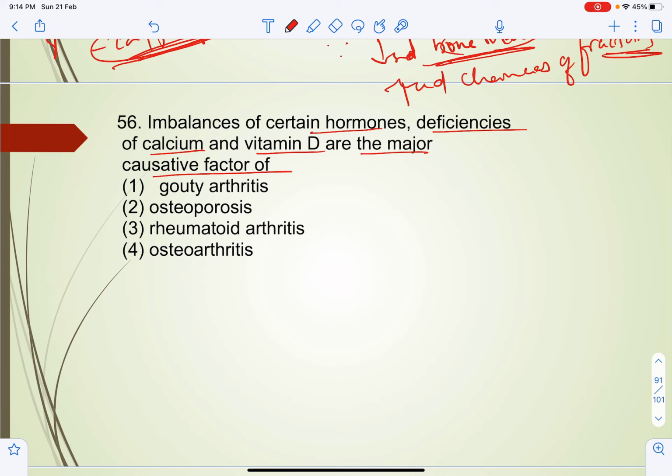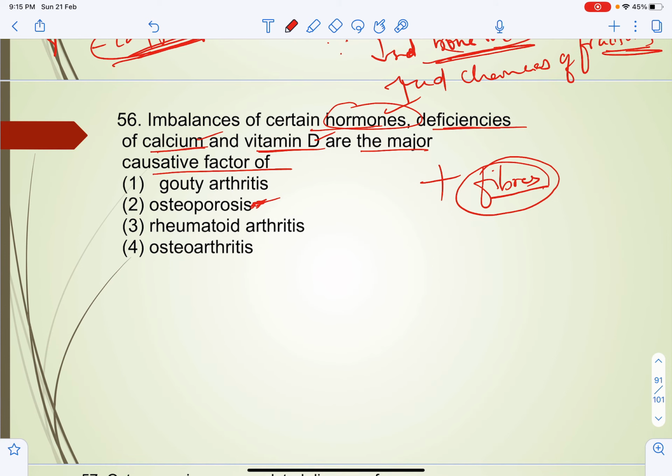Here you have to keep in mind that they mentioned hormones and deficiency of calcium, and they have not mentioned fibers here. If fibers are affected, we can also consider that generally as osteoporosis. Along with that, we can also add fibers. So imbalance of certain hormones, deficiencies of calcium and vitamin D, that is osteoporosis.